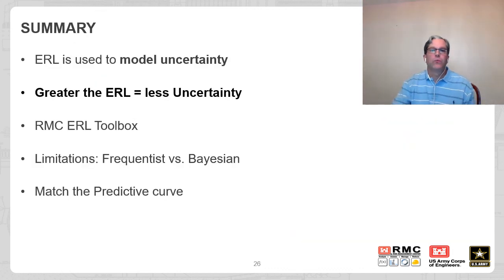During this presentation, we learned that effective record length is commonly used as an input parameter to model the uncertainty in a frequency curve. We also learned that as the effective record length increases, the uncertainty in our frequency curve will decrease. We learned about the RMC effective record length toolbox that you can use to develop estimates of effective record length for your flow frequency curves. We also discussed a few of the limitations of using this toolbox.